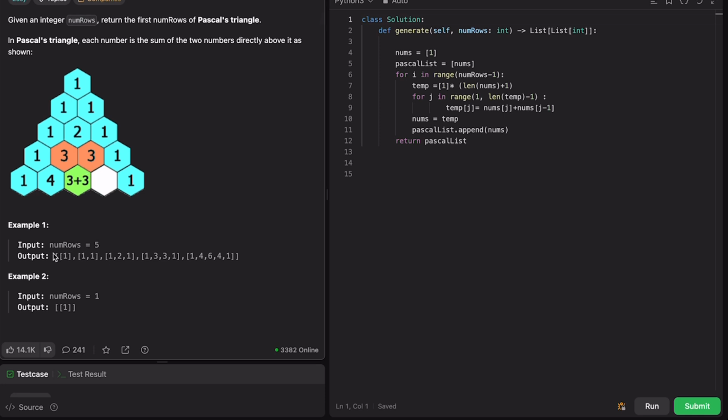So we have to return the whole Pascal's triangle. We have to return the full array: at num equals 1, what is the array, at 2, what is the array, at 3, what's the array. Now let's take a look at that example. With num equals 1, initially our array will be, this is the nums array that we will be giving.